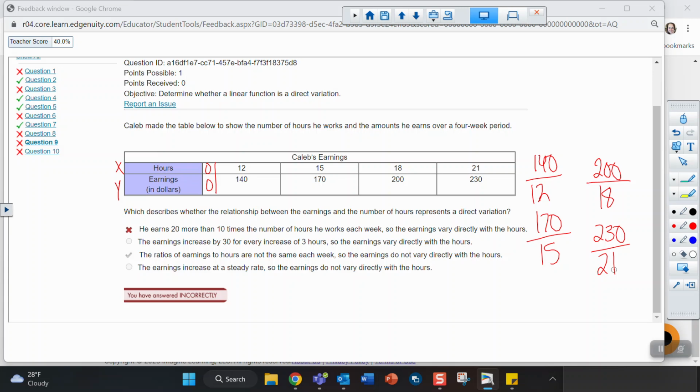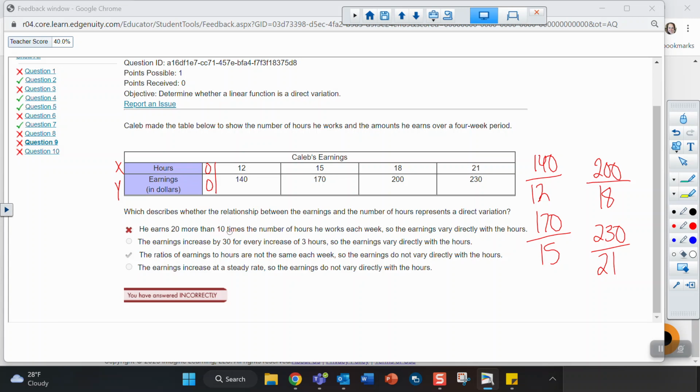140 divided by 12 is 11.6 repeating. 200 divided by 18, okay, that's not 11.6 repeating. 170 divided by 15, not 11.6 repeating. So this is actually not direct variation because these ratios are not all equivalent.